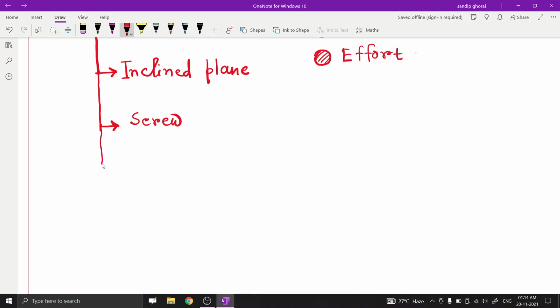Now we move to our next point, that is the wedge. The fourth type of simple machine is the wedge. What is a wedge? A wedge is formed when two inclined planes are joined back to back. So with the help of inclined planes we make a wedge. In a wedge, this is formed when two inclined planes are joined back to back.